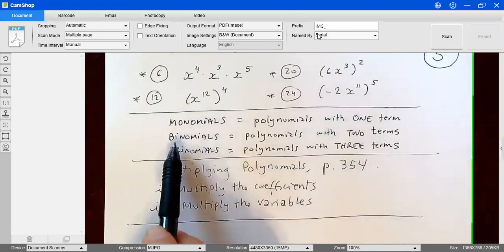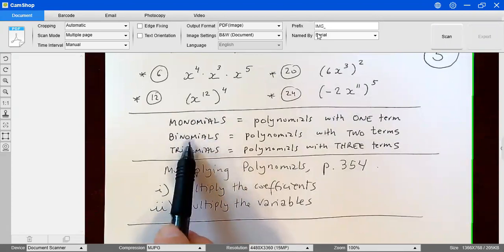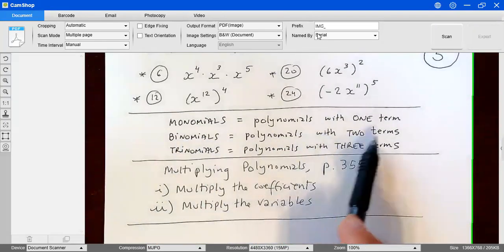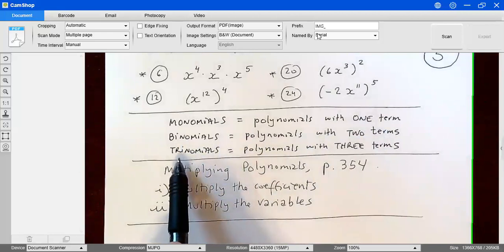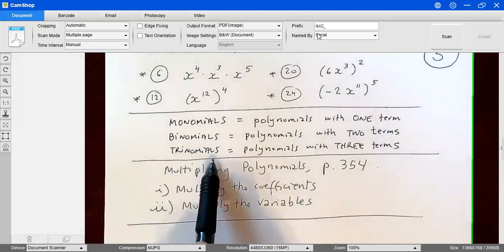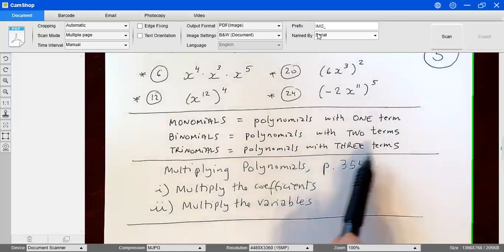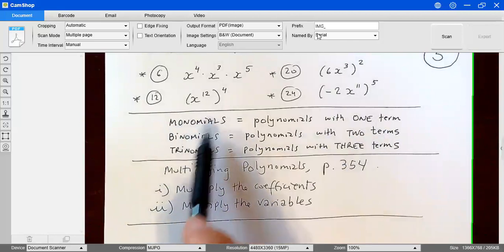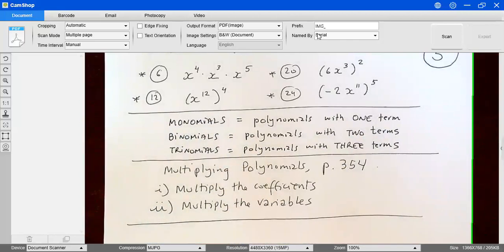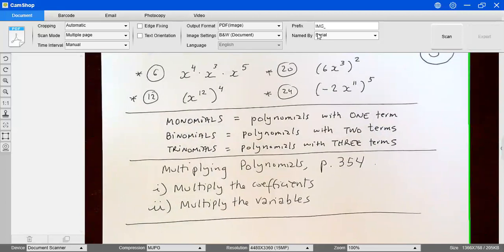So anytime that I talk about a binomial, what I'm talking about is a polynomial with 2 terms. Finally, if I say a trinomial, what I mean is a polynomial with 3 terms. So monomials, binomials, and trinomials are the terminology I'm going to be using a lot from now on. So to multiply polynomials, which you can find a description on page 354, we only follow two steps.